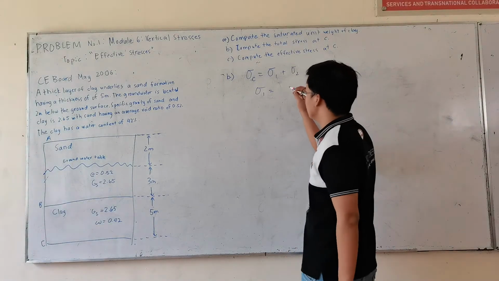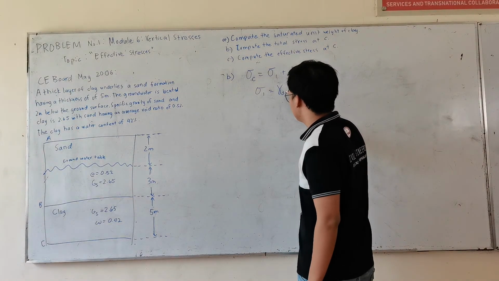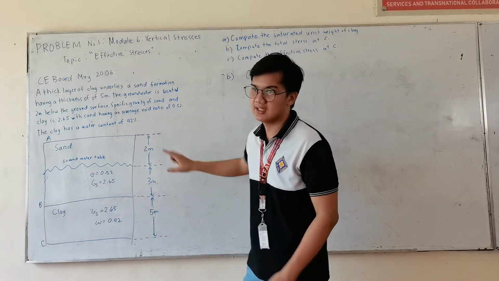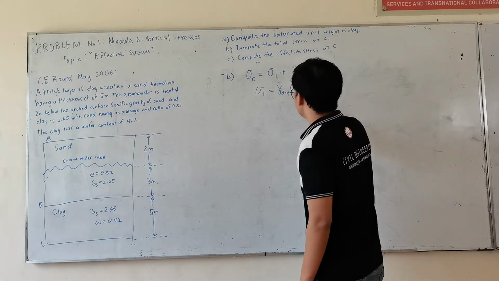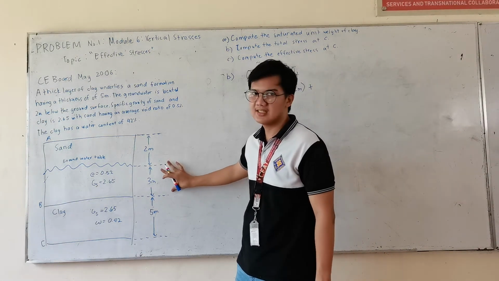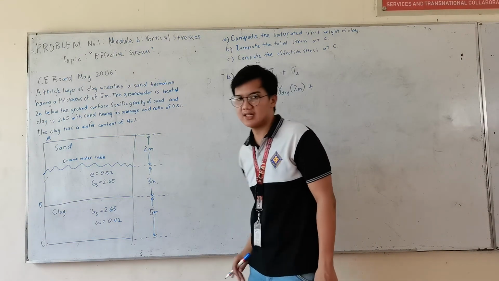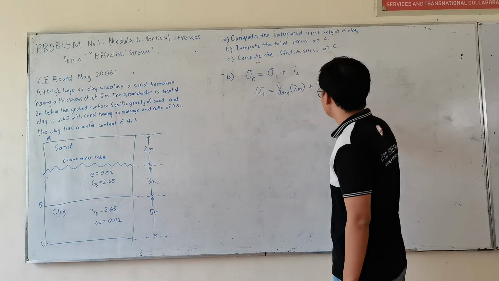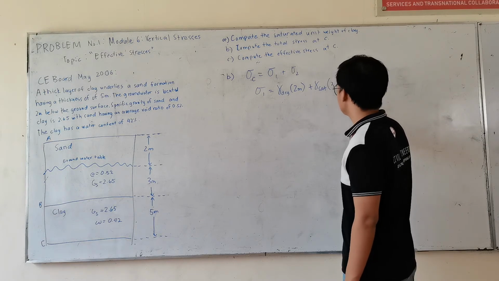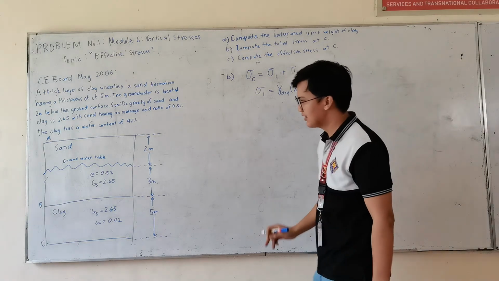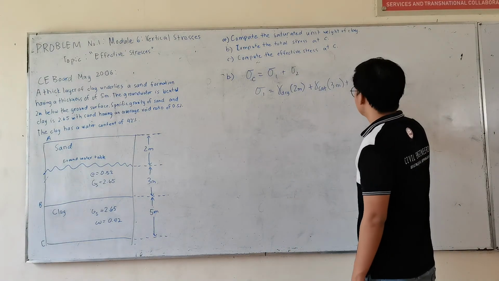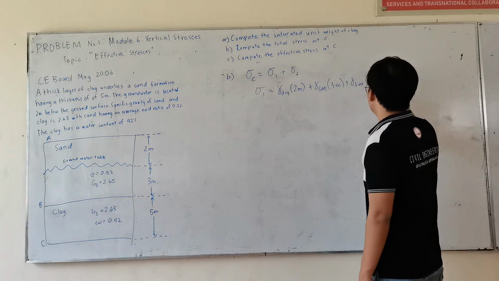So, sa unit weight ng dry natin times yung height niya, kung mapapansin natin sa soil profile natin, ay 2 meters siya. So, ibig sabihin, 2 meters, plus itong saturated sand natin, which is meron siyang 3 meters na kapal, plus yung sa clay naman natin ay mayroon tayong 5 meters na height.